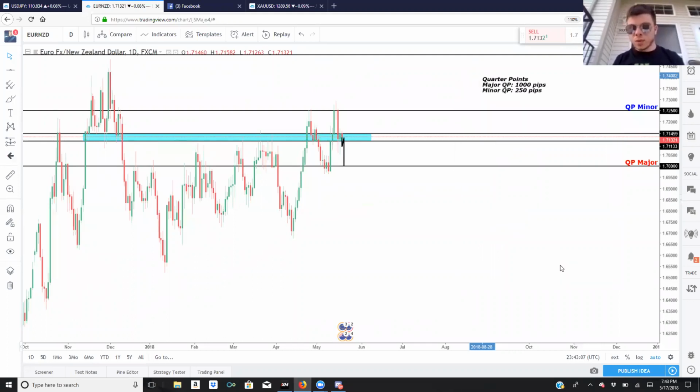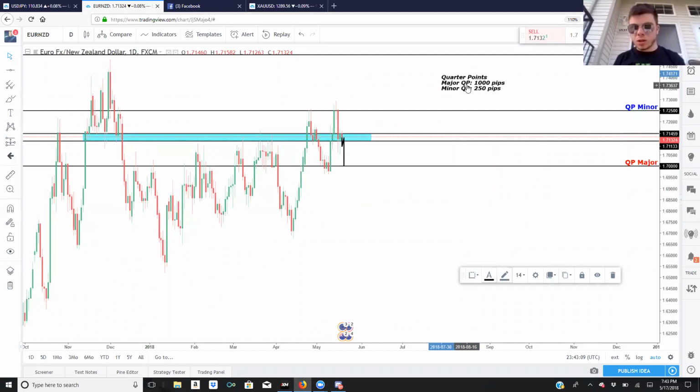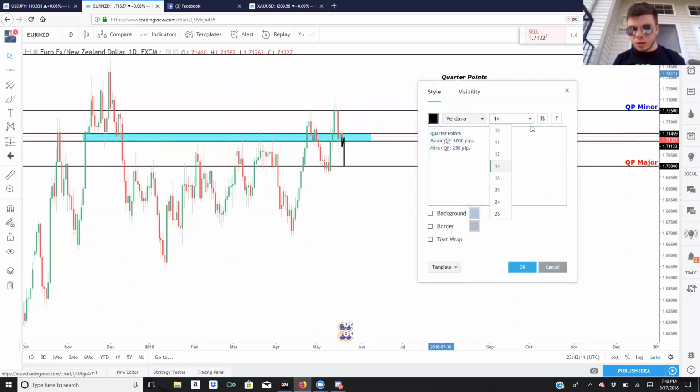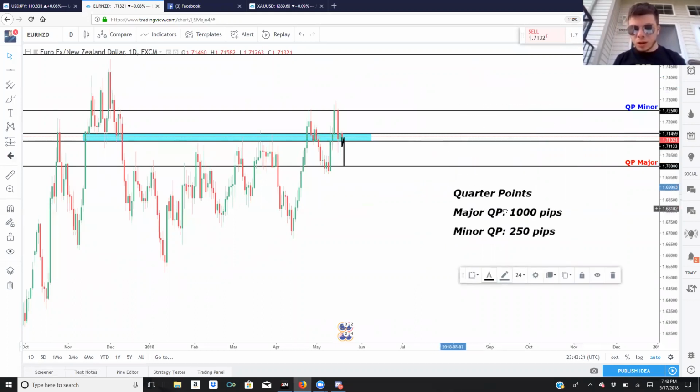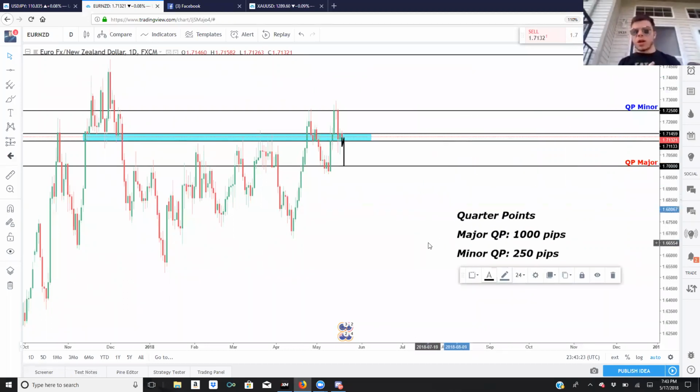We'll make it a little larger so everyone can see it. Every 1,000 pips is what's called a major quarter point, and every 250 pips in between those 1,000 is a minor quarter point.